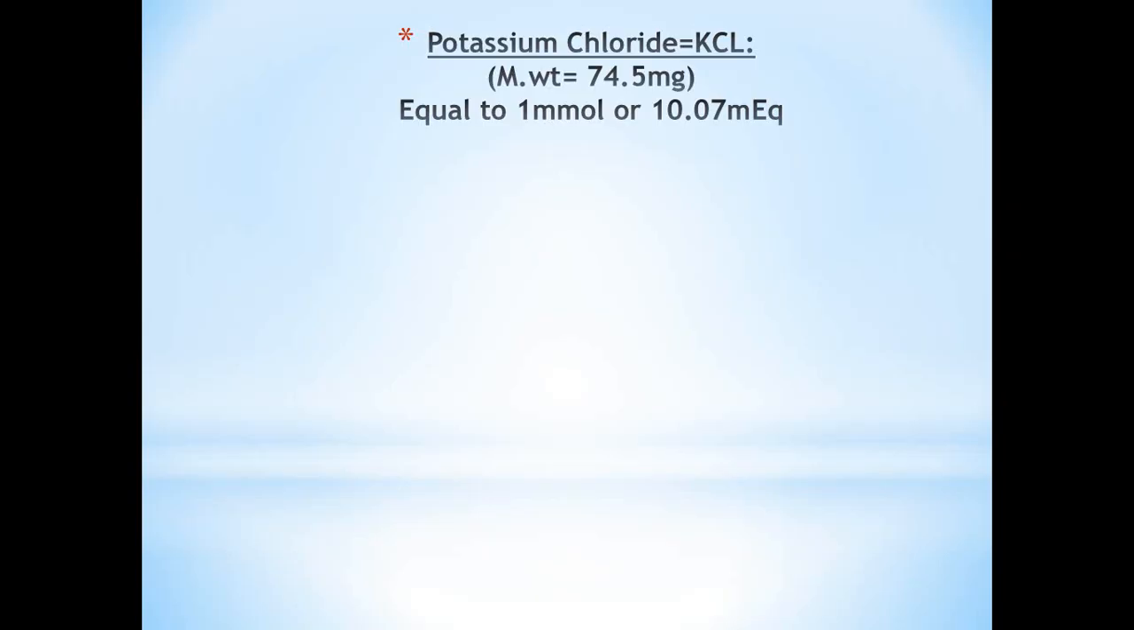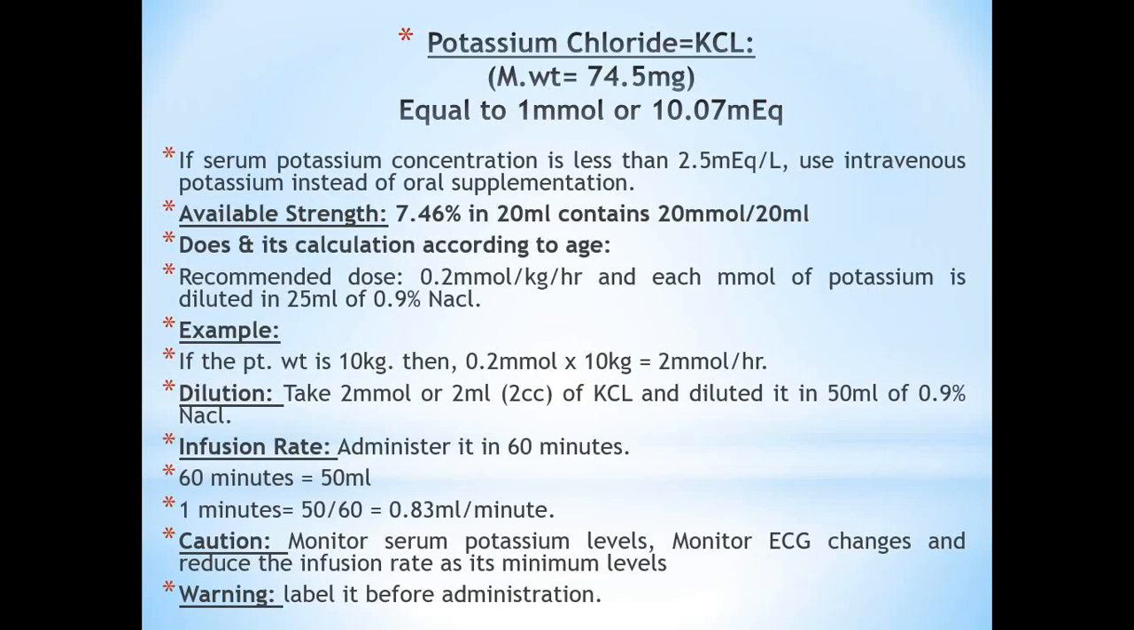So potassium chloride, the formula is KCl. Sorry, it is a writing mistake in the presentation. K is capital, C is capital, and l should be small. The molecular weight is 74.5 milligram, which is equal to 1 millimole or 10.07 milliequivalent. And here is some description.